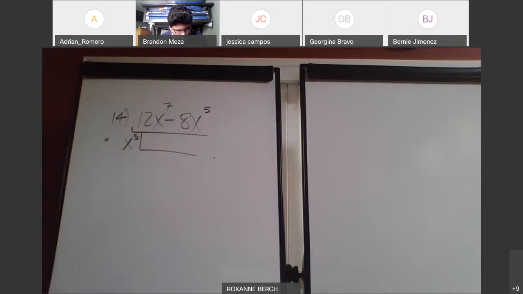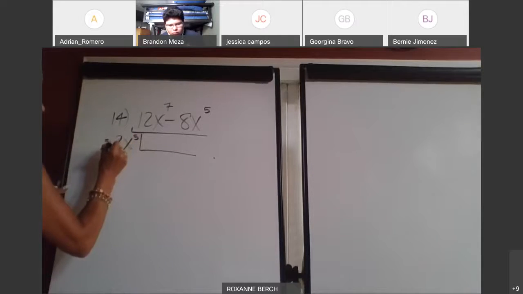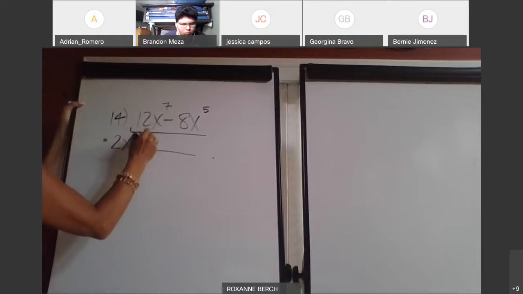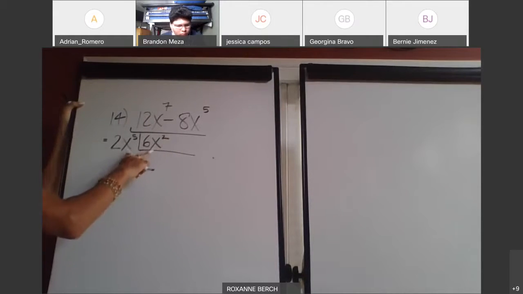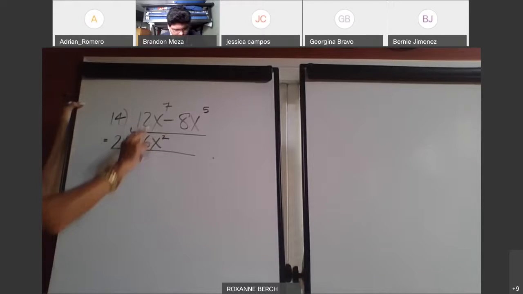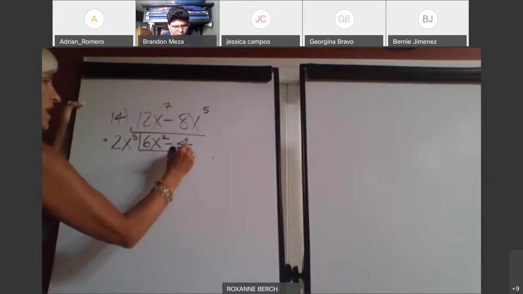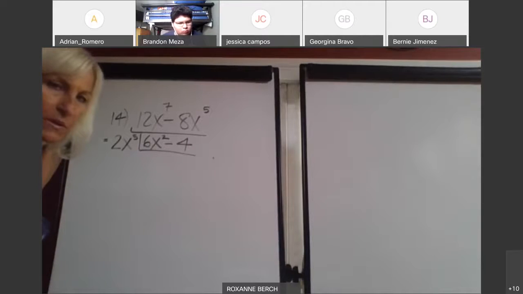As far as the numbers go, we know that 2 goes into these, so just go ahead and do a 2. So 2 times what is that? That would be 6x squared, because remember, when you multiply, you add the exponents. So that's 12x. 2 times what is that? Negative 4. And it's like, oh my gosh, I forgot to take out a 2.